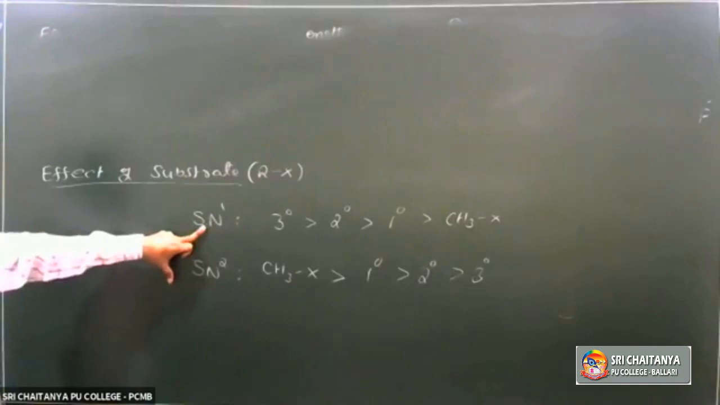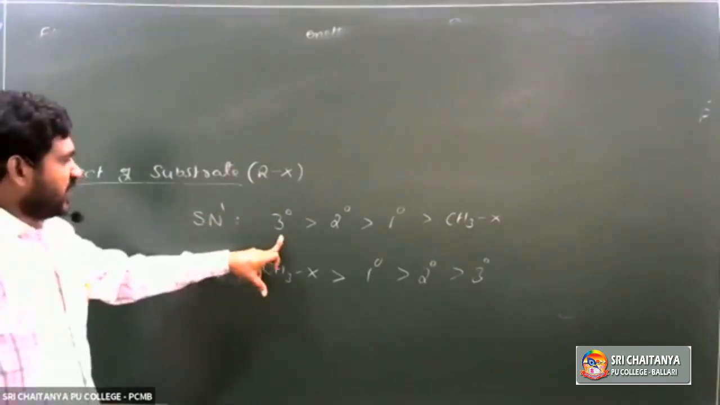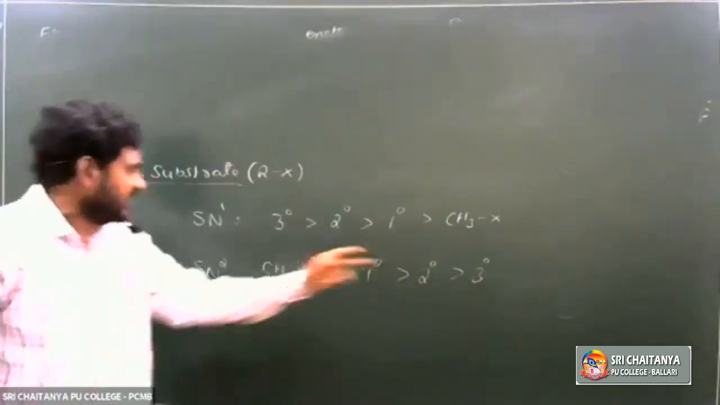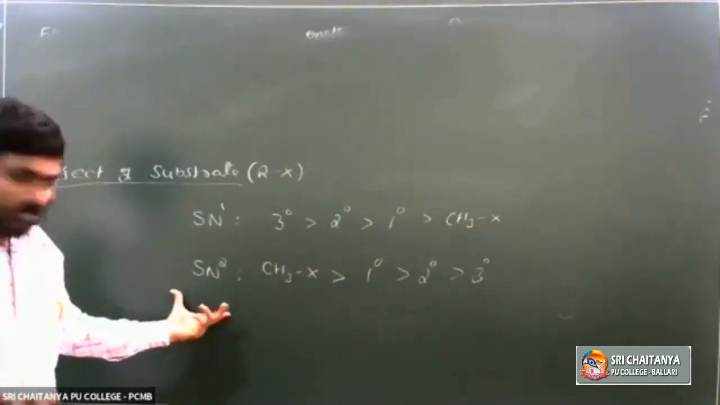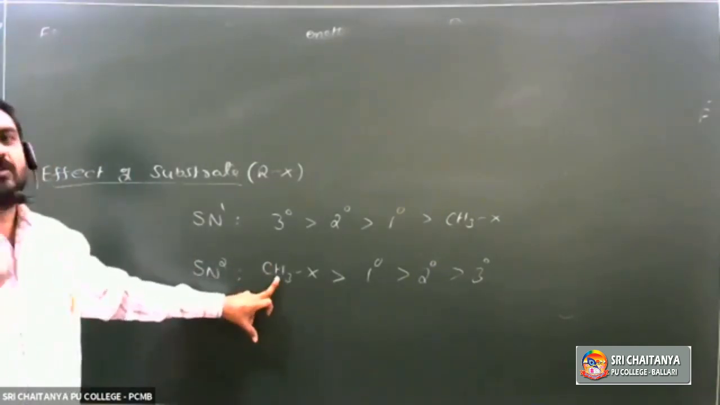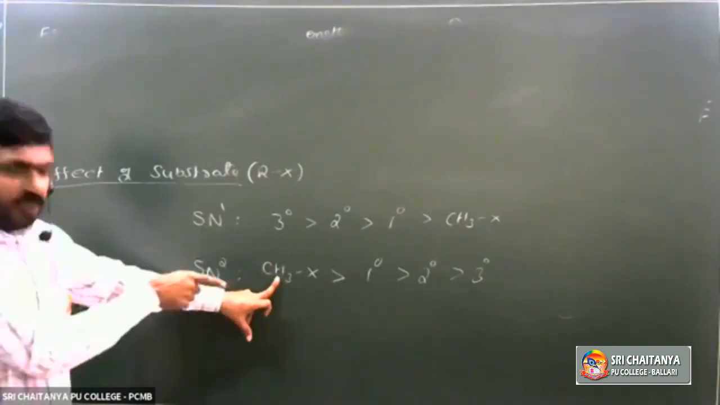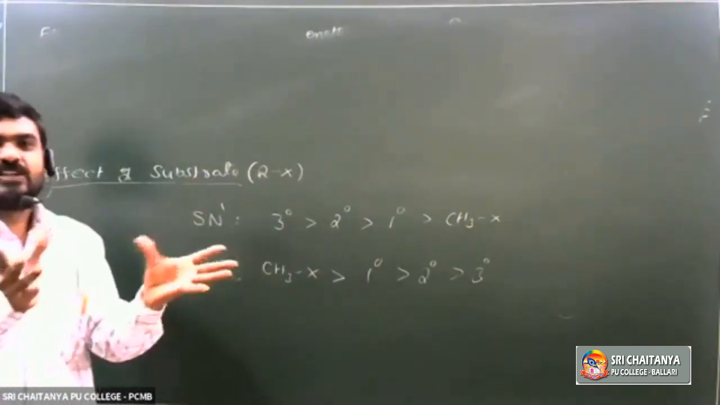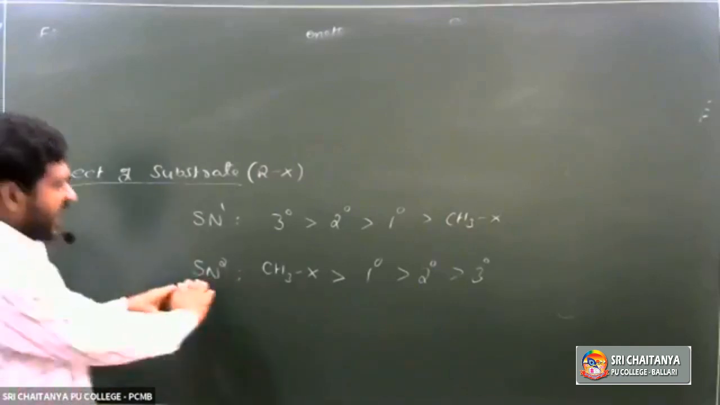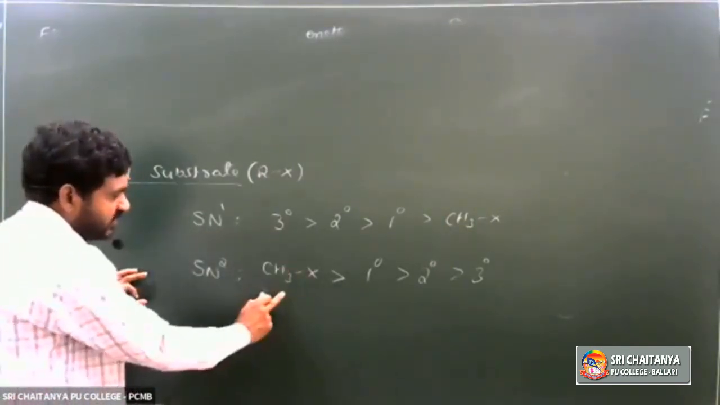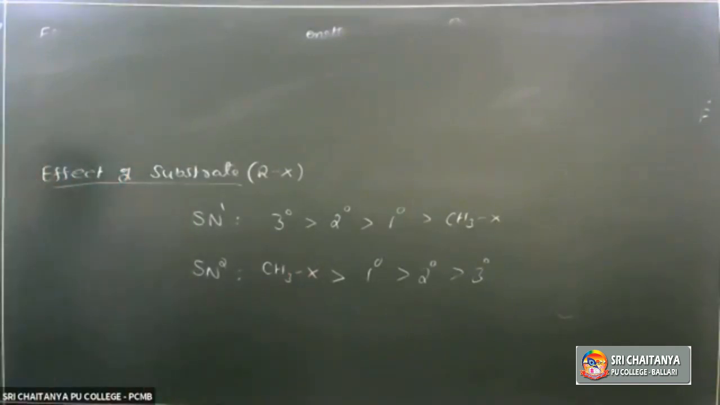For SN1, the sequence is important. Tertiary is more reactive towards SN1 reaction than secondary, than primary, than methyl halide. SN2 is the reverse, because here the carbon is attached to small-sized hydrogen, so attacking of the nucleophile is easy. As the number of alkyl groups increases, repulsion increases, so reactivity decreases. This is the reactivity order of the SN1 mechanism, and this is the reactivity order of the SN2 mechanism towards a substrate.